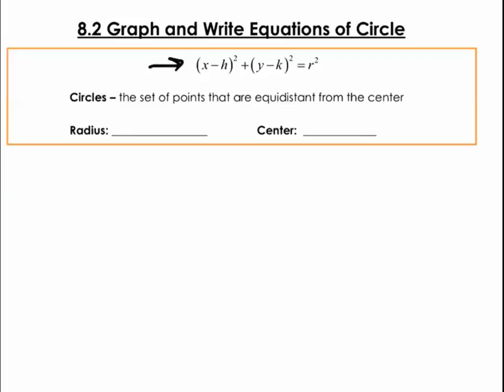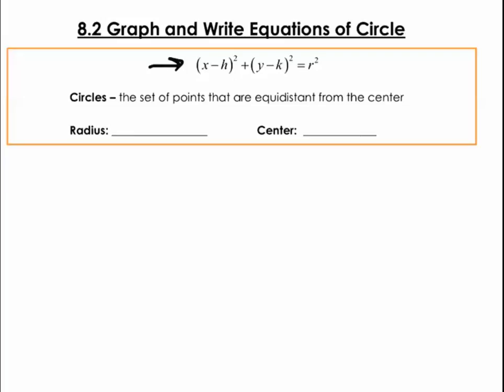One, we have two squared variables, x squared and y squared. That's different from parabolas. In parabolas, we only had x squared or y squared. Something else that we have is addition. So there's going to be addition separating your two squared variables. And that's going to become important as we move throughout the chapter.